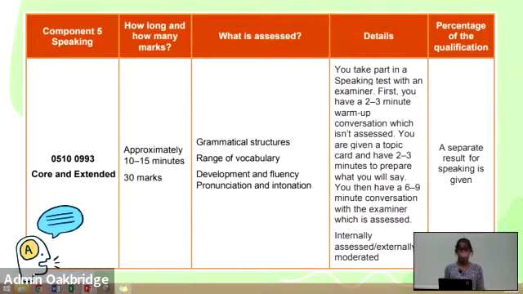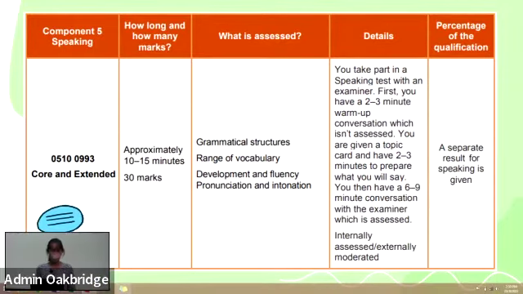component 5. So far we have covered paper 2. We have also covered paper 4, which is your listening paper. And now we're going to have a look at component 5, which is your speaking test. The duration of this test will be approximately 10 to 15 minutes only, and the overall marks for this test is 30.